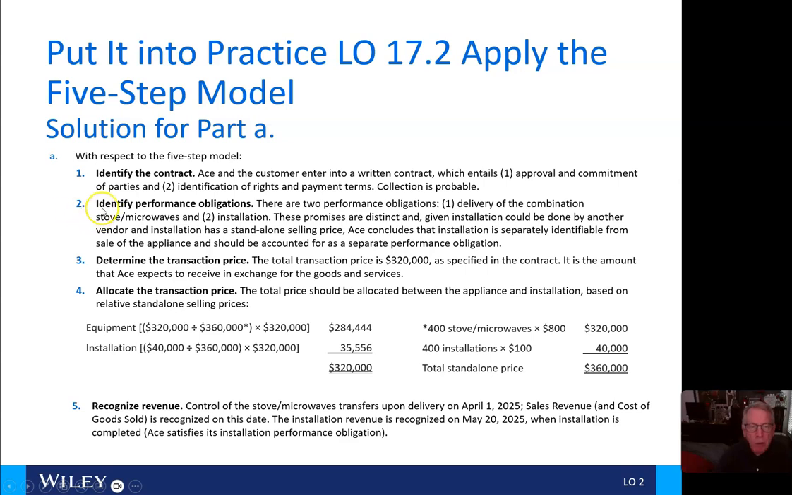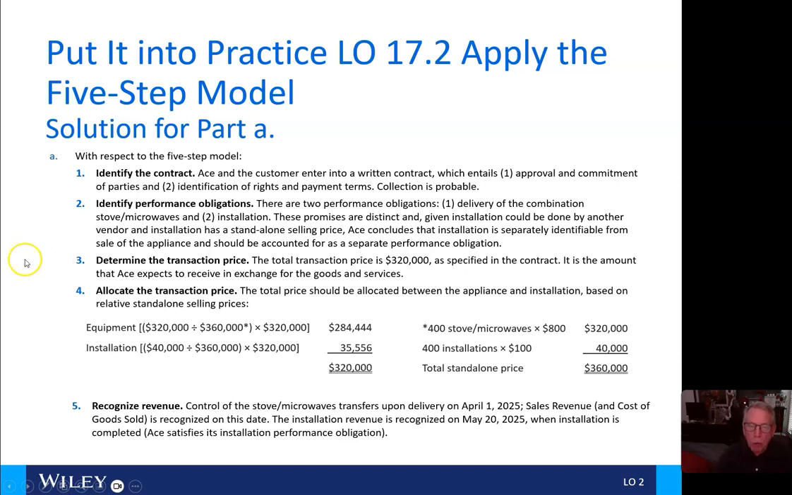Number 2, we identify performance obligations. There are 2 performance obligations. 1, delivery of the combination stove microwaves, and 2, its installation. These promises are distinct, and given installation could be done by another vendor and installation has a standalone selling price, Ace concludes that the installation is separately identifiable from the sale of the appliance and should be accounted for as a separate performance obligation.